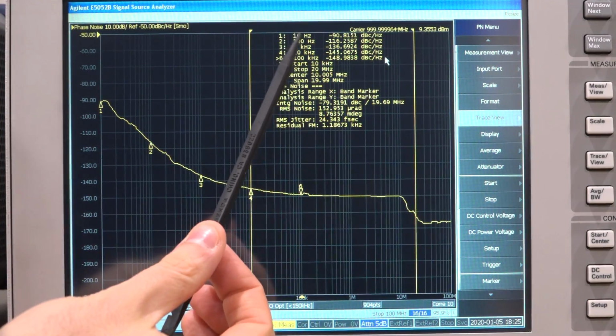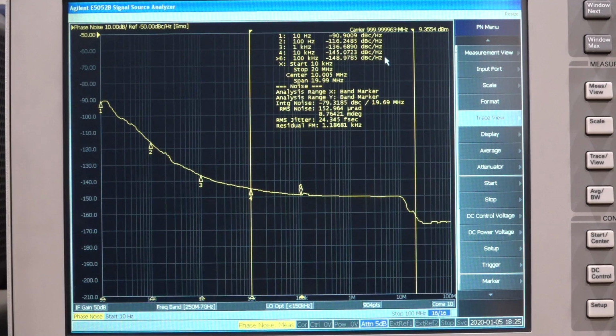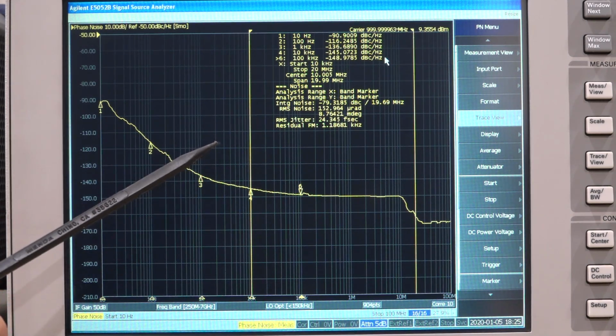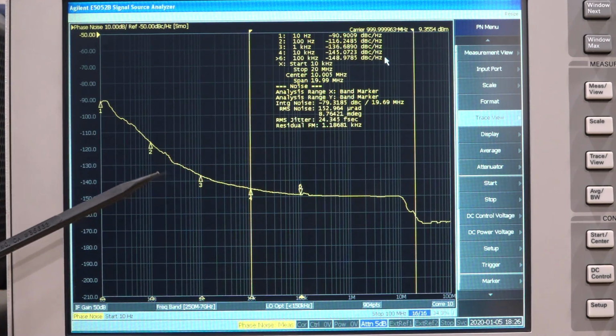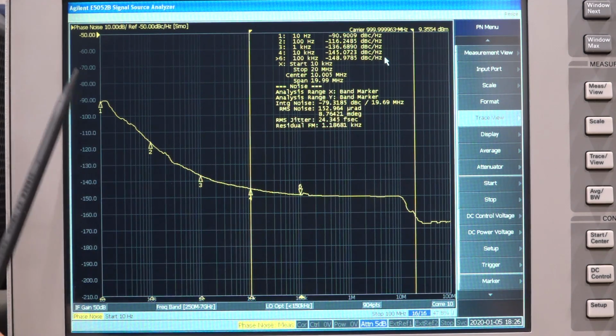Even at a 10 Hertz offset, the phase noise is minus 90, almost minus 91 dBc per hertz, which is incredible, both because the PNCS is so clean and stable, and of course because of the correlation functions and the super clean synthesizers inside the E5052B. And you can see the shape over here.